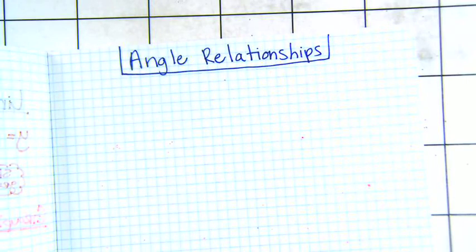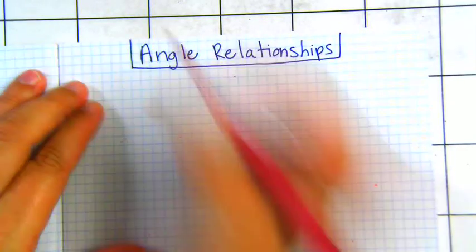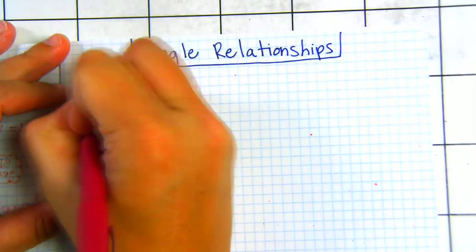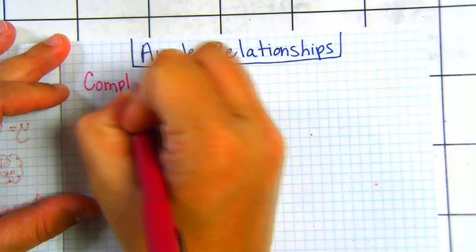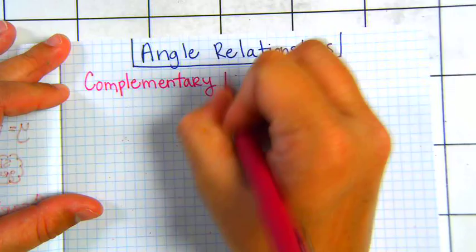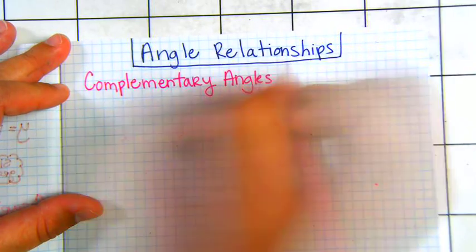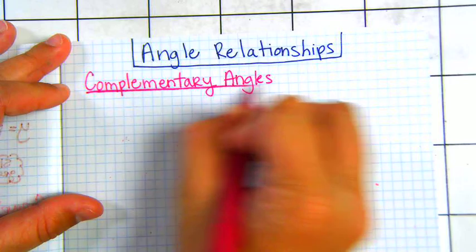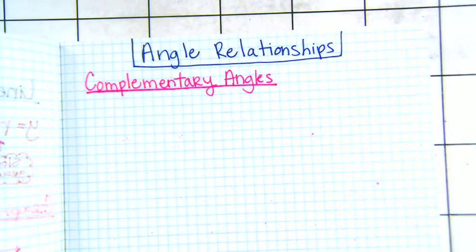And I'm just going to be giving you definitions of these angle relationships. I'm pretty sure all of you have seen these before. If not, then this is brand new, but it is just going to be definition heavy. So the first angle relationship we're going to talk about is complementary angles. And complementary angles are angles that sum to be 90 degrees.